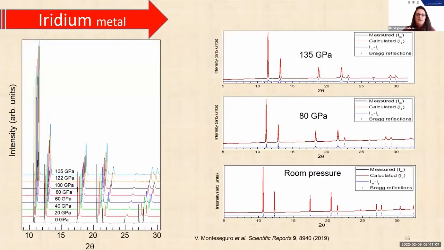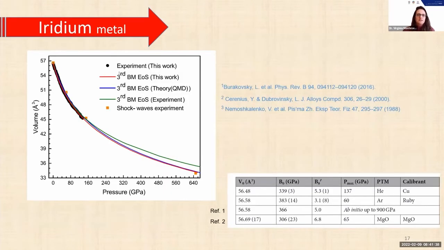Before starting with the study of the electronic properties, we decided to study the mechanical stability. For this reason, we did an experiment in X-ray diffraction. Here you see on the left the pressure evolution of the diffraction patterns. As you can see, iridium conserved the FCC structure up to 1.4 gigapascal. After Le Bail fitting, we obtained the equation of state represented by black dots.